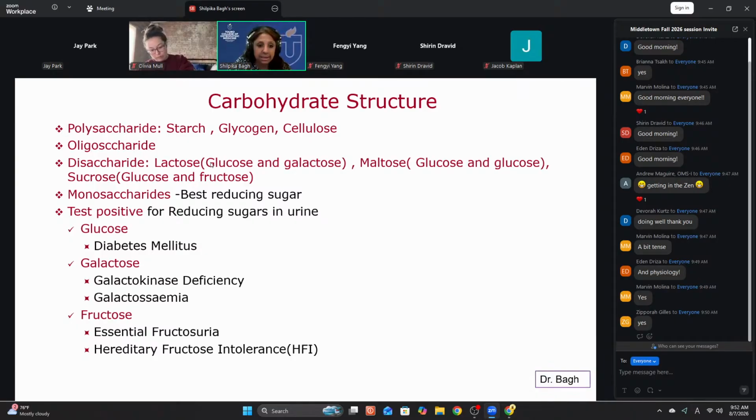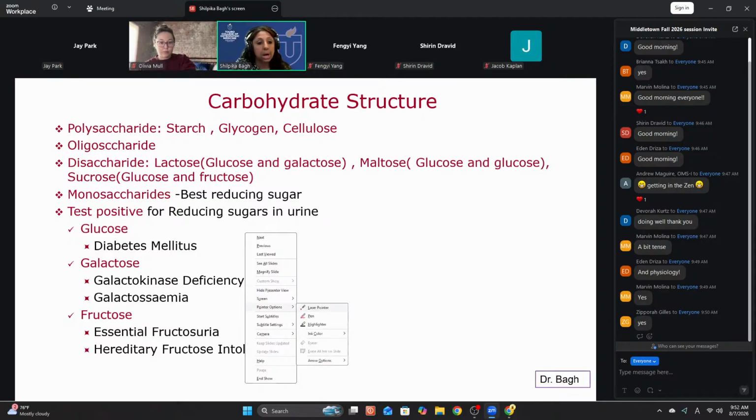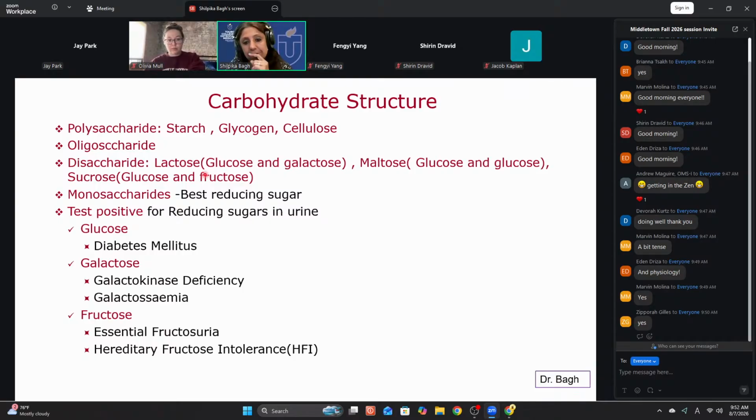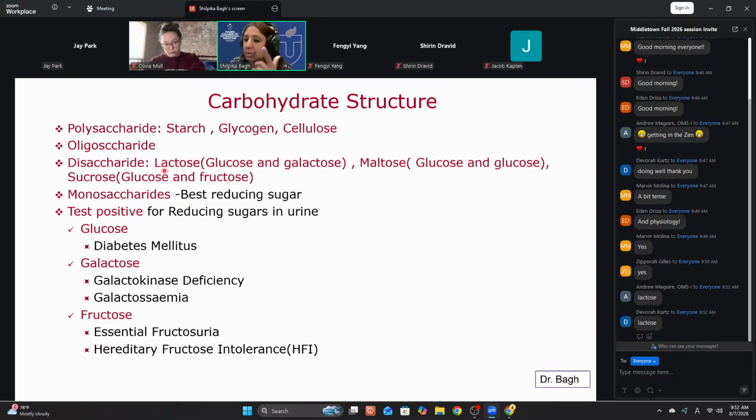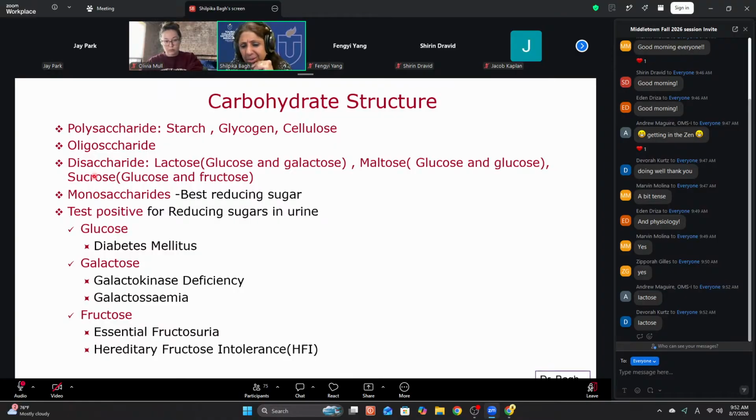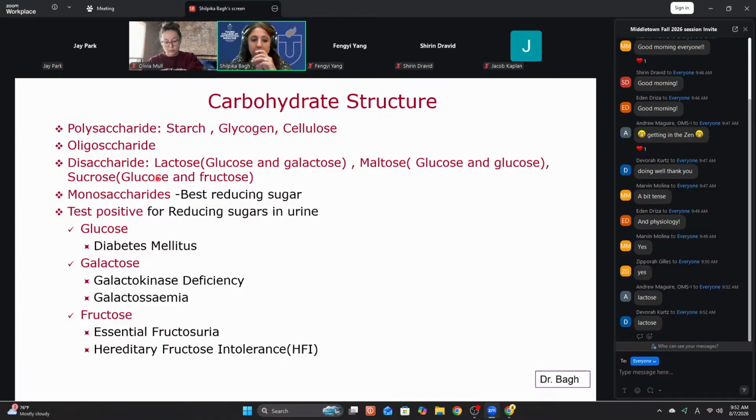For disaccharides, you should know lactose and sucrose. Which one comes from milk and milk products? Lactose or sucrose? Lactose. Why is it important? Because in lactose intolerance, the milk and milk products containing lactose will lead to signs and symptoms, not sucrose. Also, you should know what they are made up of. So what are your monosaccharides, disaccharides, sources?